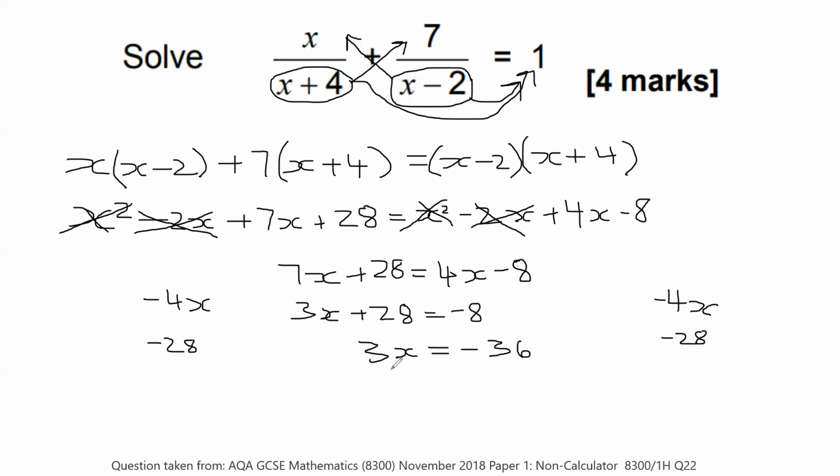So now the last step is the same as 3 times x, so it's 3x, so we can divide each side by 3, and that is going to leave us with x equals minus 12, which is your final answer. And if you were to substitute x equals minus 12 back into this original equation and calculated it, you should end up with the answer equaling 1. And that's a really good way to check that your answer is correct.